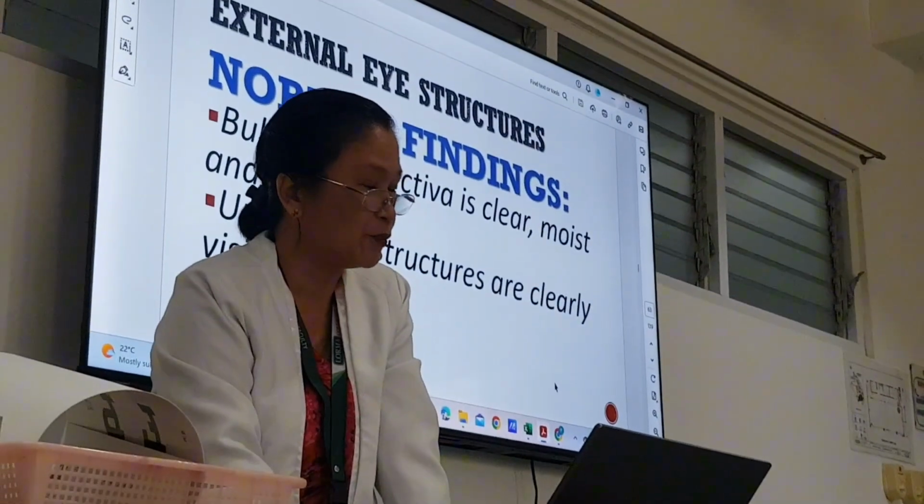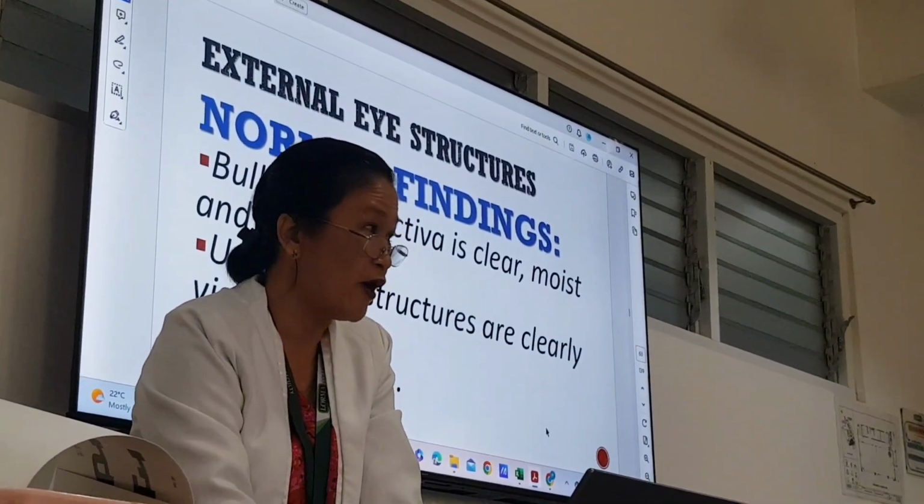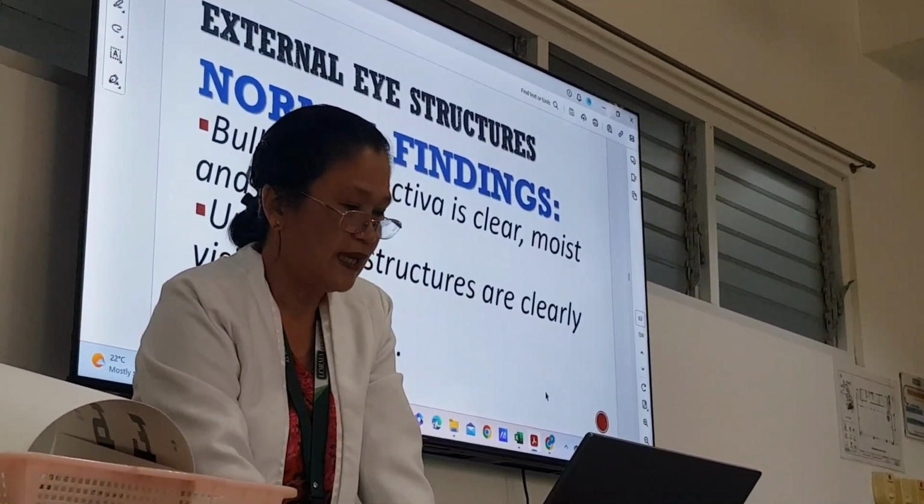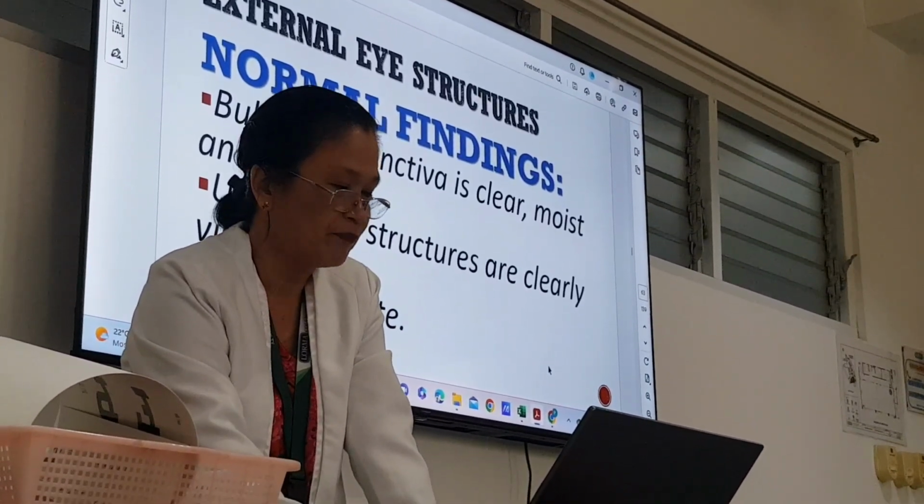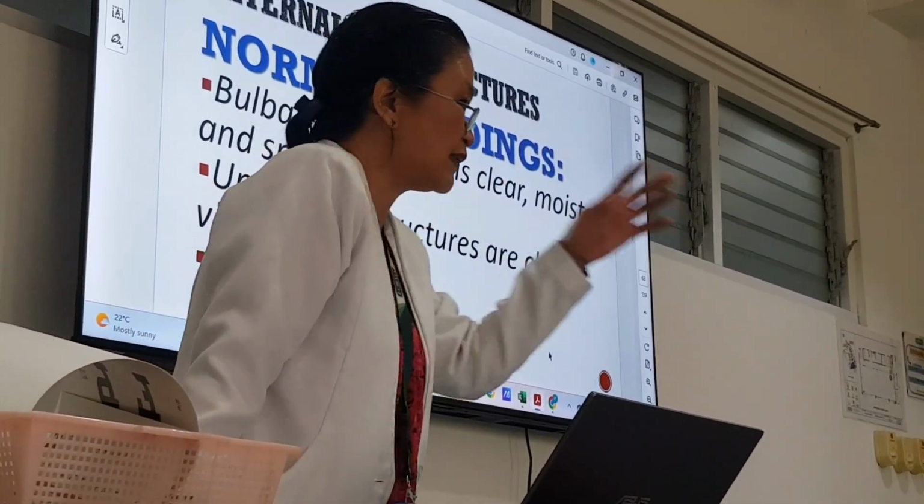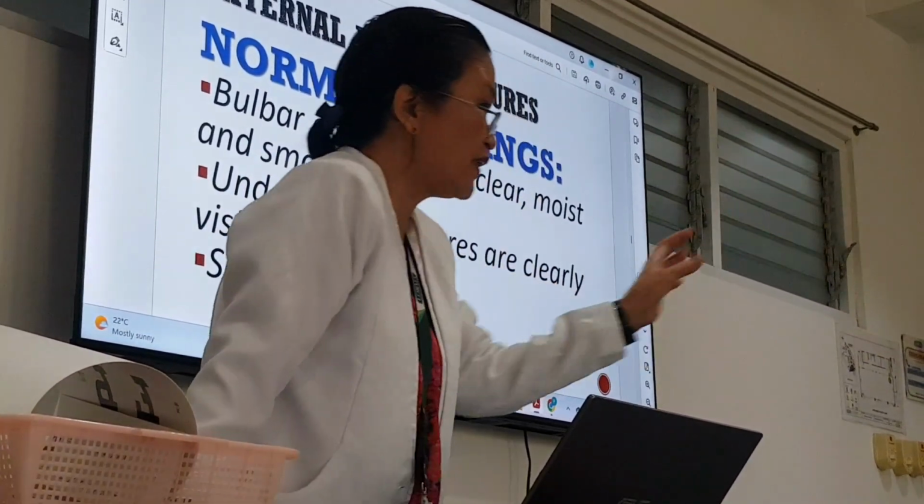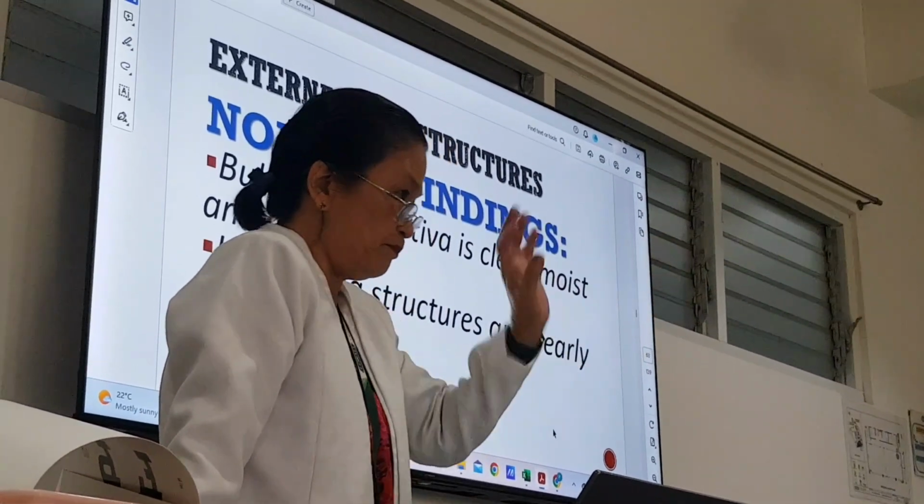Okay. So the normal findings of your bulbar conjunctiva is clear, must be moist and smooth, and the underlying structures are clearly visible, and the sclera is white. Clearly visible, nakikita nyo talaga yung nasa loob din. Mga arteries na maliit ay basic.